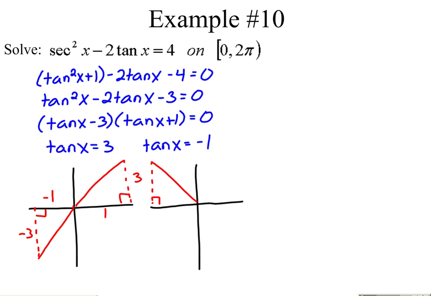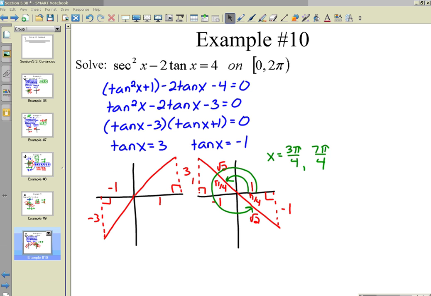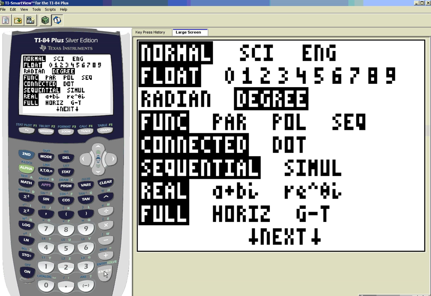That's not a triangle you know. It's not our 30, 60, 90 triangle. It's not our 45, 45, 90 triangle, but we can use the calculator to find those solutions. Let's go over to the second one first. Tangent is negative 1. What quadrants is tangent negative in? 2 and 4. Tangent is opposite over adjacent, opposite over adjacent. This triangle you should recognize each of these reference angles as pi over 4. So our two solutions from here are going to be 3 pi over 4 and 7 pi over 4.